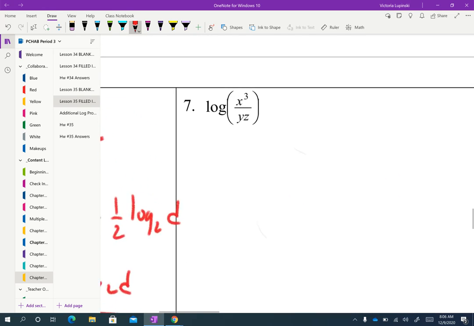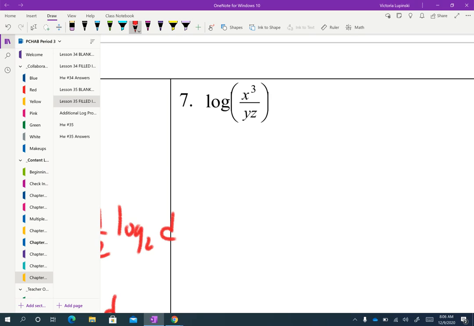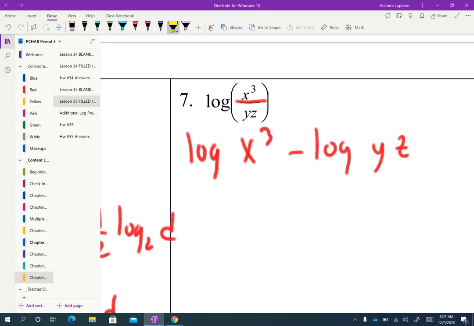And then finally, one more here in number 7. So again, I'm going to start by taking the big division and breaking that up into a subtraction. So this becomes the log of x to the 3rd minus the log of y times z. Because there is a minus here, when I go to break up this multiplication, I have to be sure that I'm distributing that subtraction, kind of the opposite of what we did when we went the other way, where we factored that negative out. So the opposite is making sure we distribute that negative through.